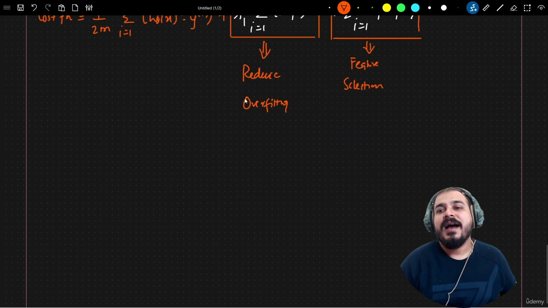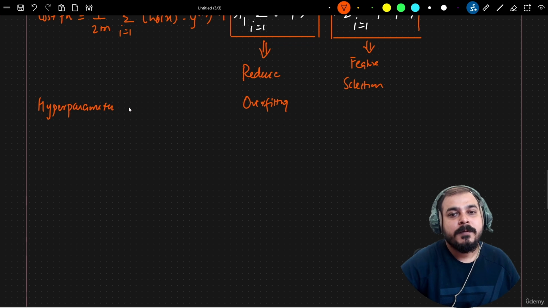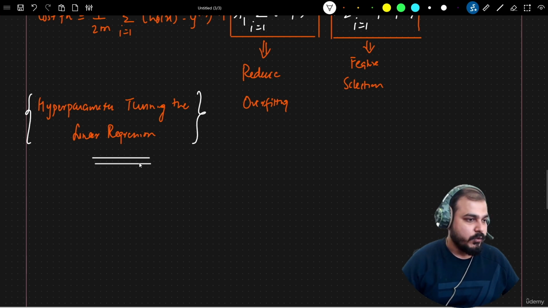Now, why do we learn this whole series like ridge, lasso, and elastic? In short, we are hyperparameter tuning the linear regression. So that is the main reason why we are specifically using it.